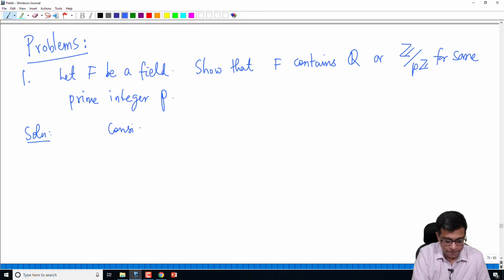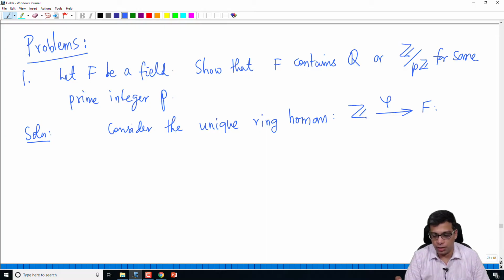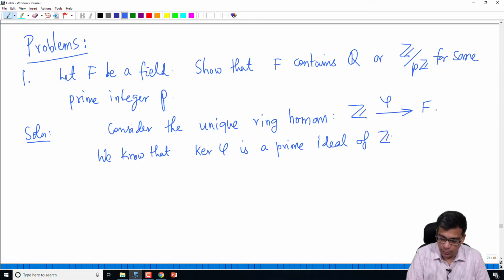So consider the unique ring homomorphism from Z to F. For every commutative ring with unity, there is a unique map from the ring of integers to it. We know, by the argument that a subring of an integral domain is an integral domain and the first isomorphism theorem, that kernel phi is a prime ideal of Z. This came up when we discussed finite fields also.